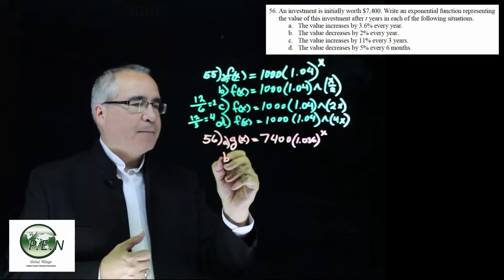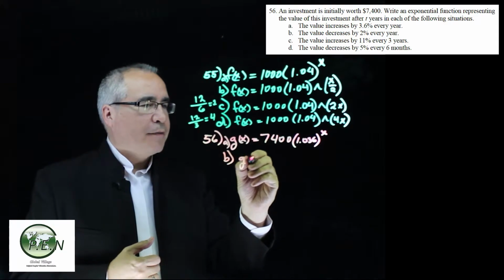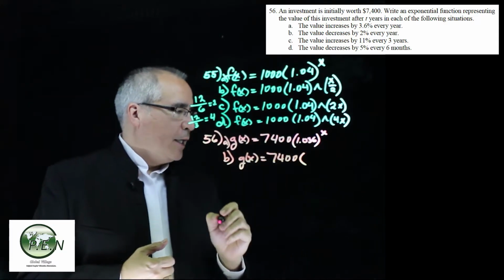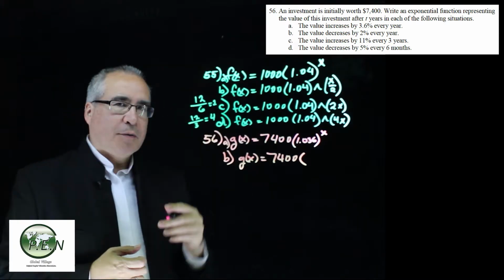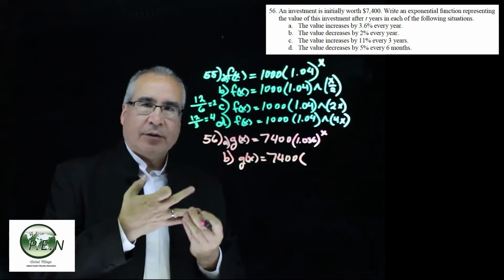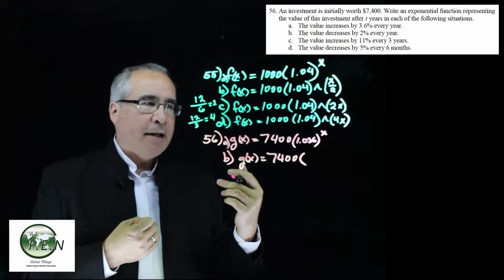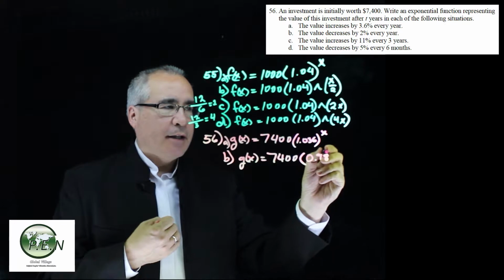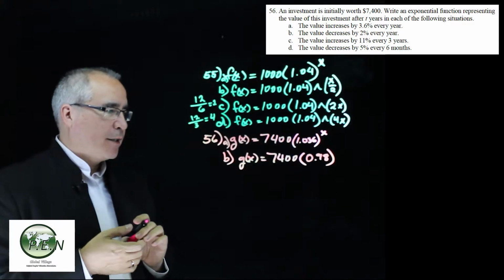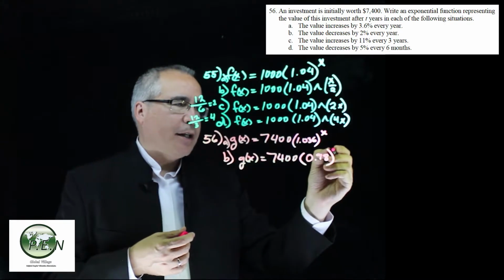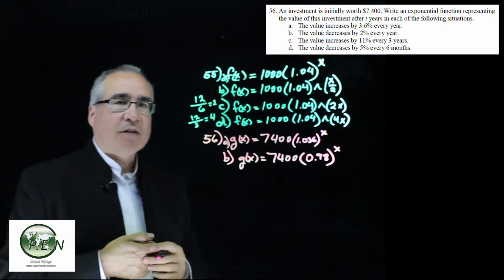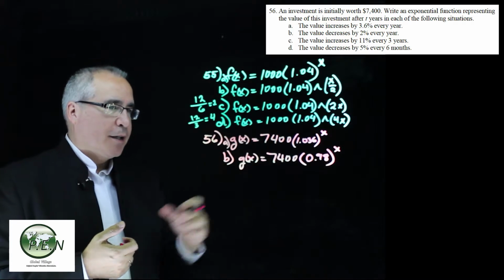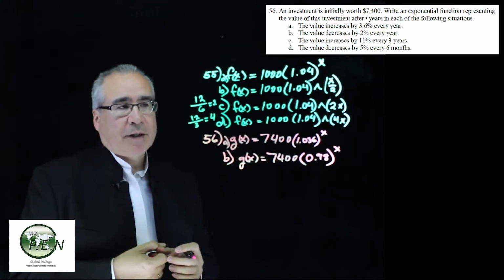Let's go to B. We'll go with g of x again, 7,400. This time they want it to decrease by 2%. So 100 minus 2% is going to be 98%. So we go 0.98 is what gets the factor in here. And it does that every year. Okay, so still just x. Nothing big there. But we've got a decrease on our investment, which unfortunately it does happen.